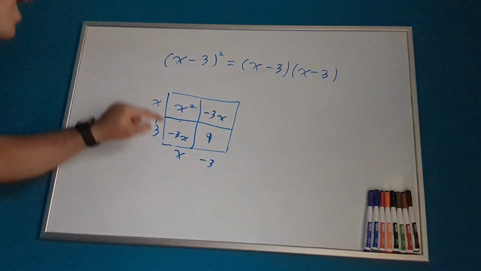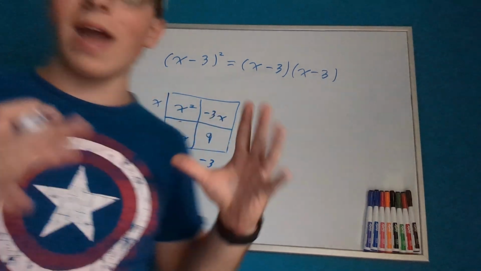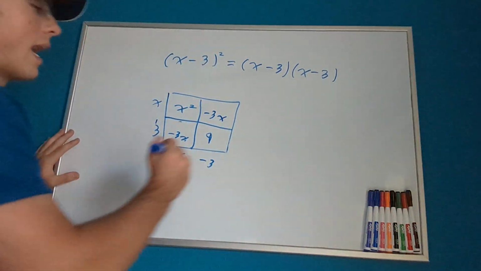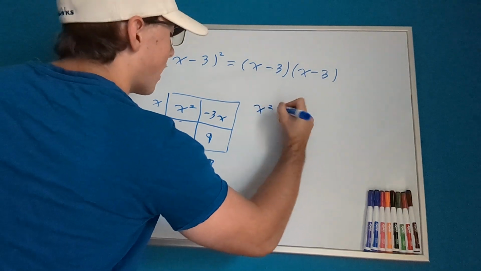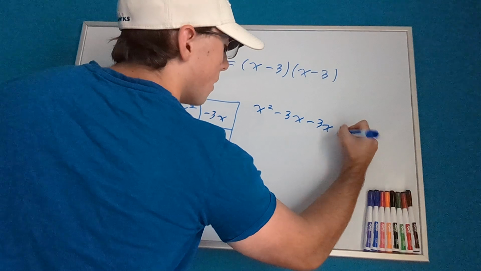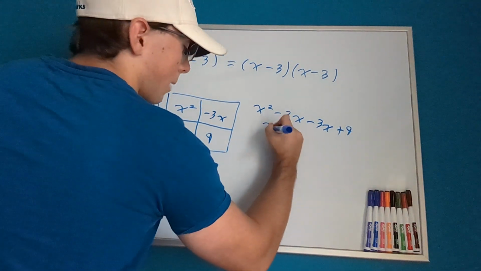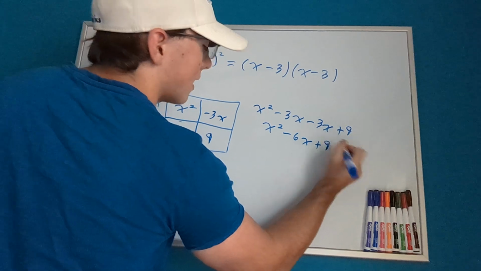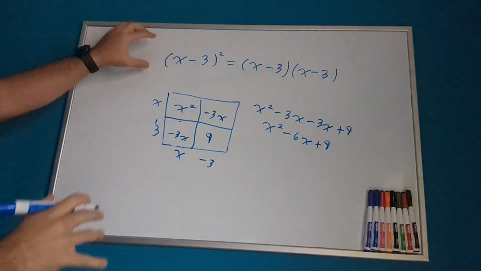So then, now we have the 4 boxes of our total box. We have the parts of our area. Now we just want to add them together. So we have x squared minus 3x minus 3x plus 9. Then we just condense it and we get x squared minus 6x plus 9. And there we have FOILed this, right?